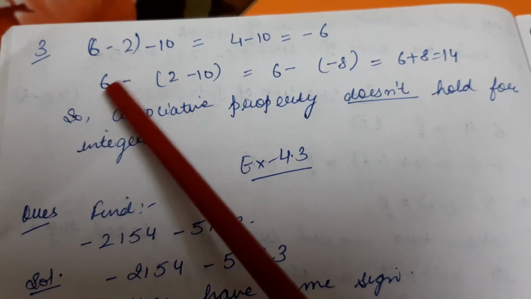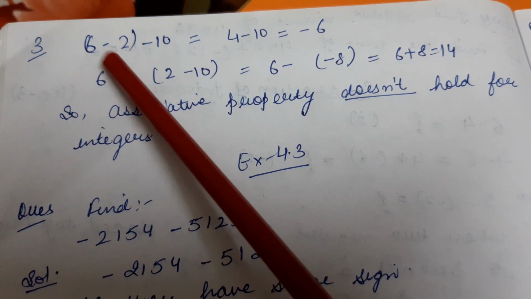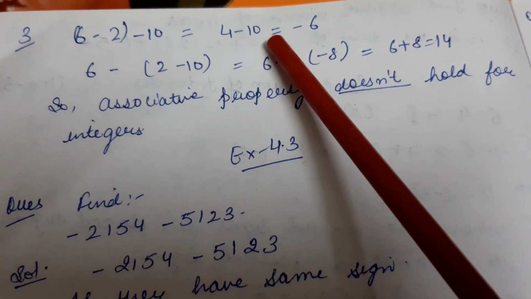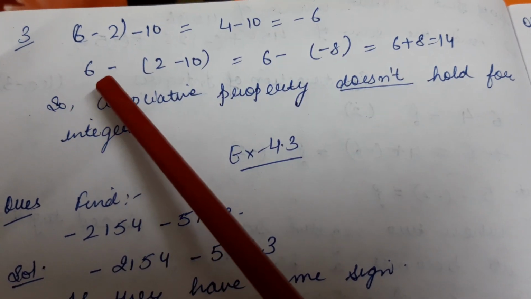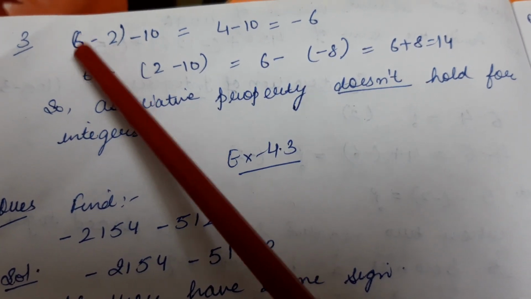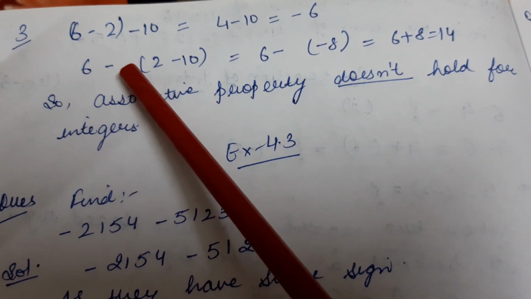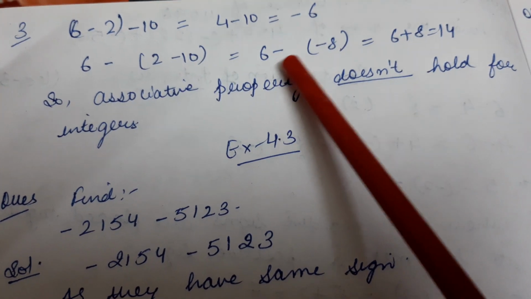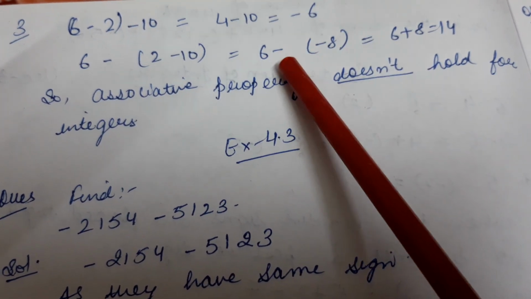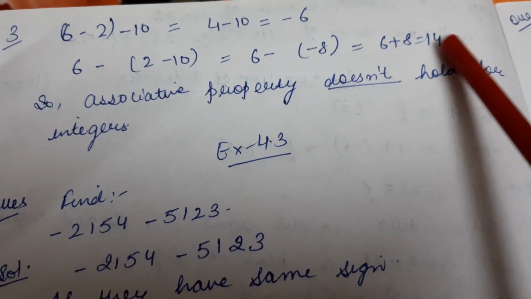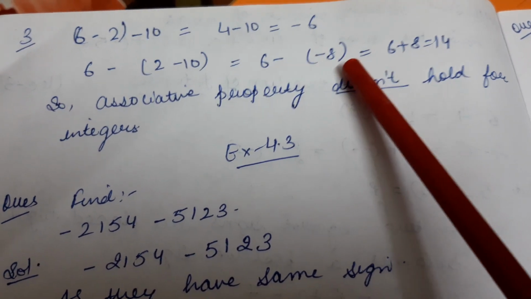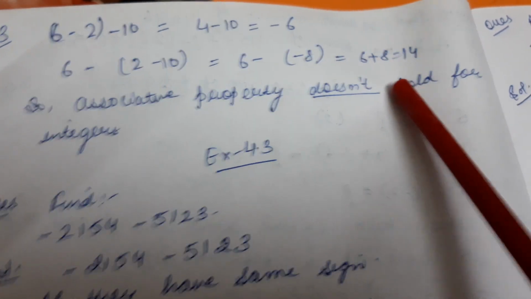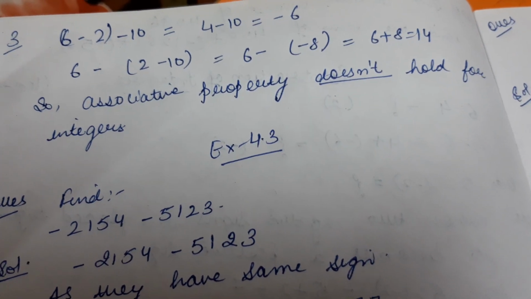Next is, we know if we have 6 minus 2 minus 10, what is the answer? 6 minus 2 is 4. 4 minus 10 is minus 6. But if I change the brackets like this, 6 minus, I put the brackets here, 2 minus 10. Then 2 minus 10 is minus 8. Minus minus plus, 6 plus 8 is 14. We got different answers. This is the associative property. So associative property doesn't hold for integers.